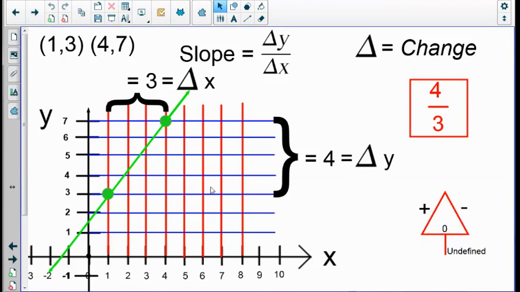Okay. Just a reminder, if the line goes uphill, that is positive. If the line goes downhill, that's negative. If it went straight across, your slope would be 0. And then finally, if the line went straight up and down, there would be no slope. It would just be undefined. You wouldn't be able to do it.